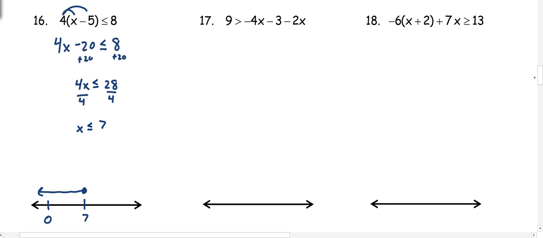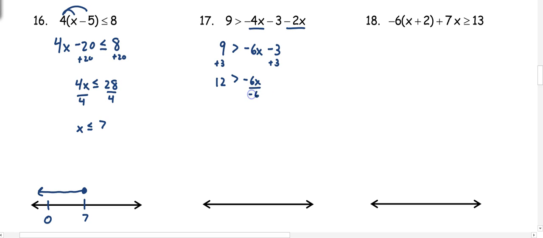Number 17, in order to solve for x, we need to combine our like terms. We have these two x's that combine. Remember when they're on the same side of the symbol that we use the signs they have, they have to combine. So we have 9 is greater than negative 6x minus 3. So in order to solve for x, we're going to add 3 to both sides. And we get 12 is greater than negative 6x.